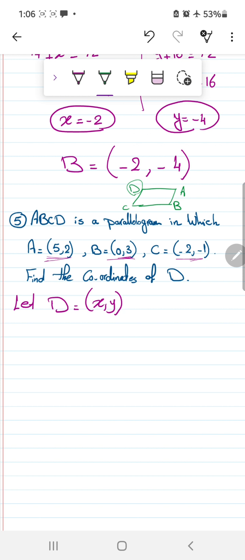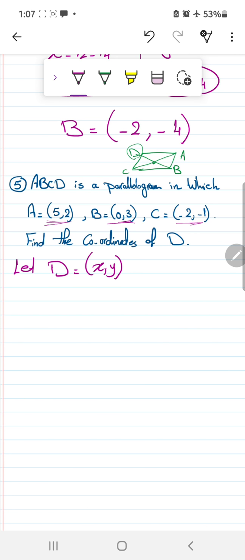By using the properties of the parallelogram, we have that the two diagonals bisect each other. So here, AC and BD bisect each other. So the midpoint of AC equals the midpoint of BD. What about the rule of the midpoint? As we said in the previous year, in third prep, the midpoint equals x1 plus x2 over 2 and y1 plus y2 over 2.